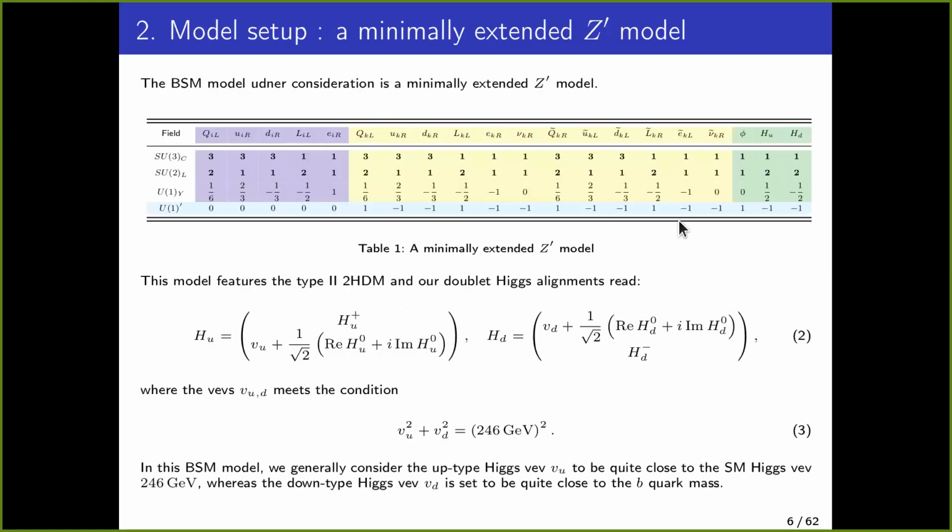Here, the extended symmetry is just the Z prime local symmetry. So it's a two Higgs doublet model. Yes, right. Actually, we call this a minimally extended Z prime model, but this model is closer to the type 2 two Higgs doublet model. The gauge symmetry is extended by only this Z prime local symmetry.